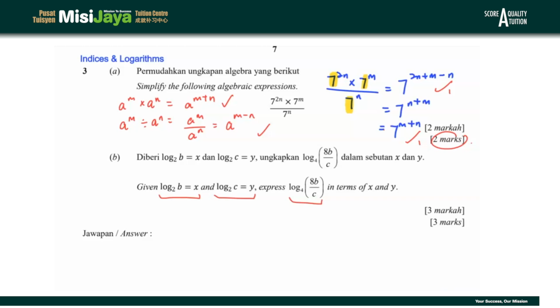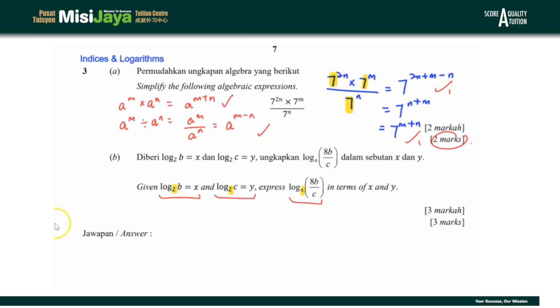Okay, so firstly, when you see this type of question, you have to look at the base first. Given is base 2 and base 2, but they ask you to express this in base 4, which means that we have to change this base 4 to become base 2. So remember how to change the base according to the laws of logarithm.